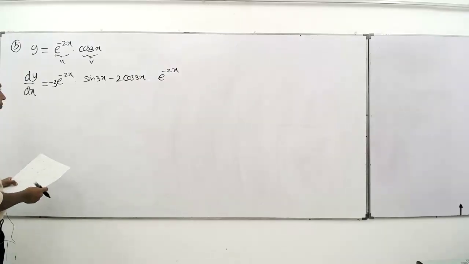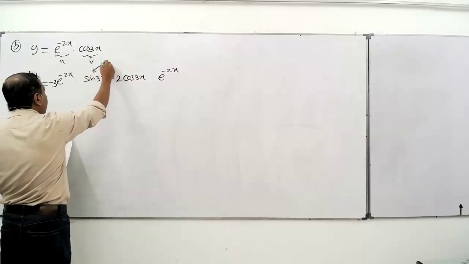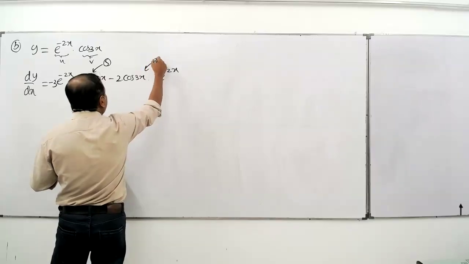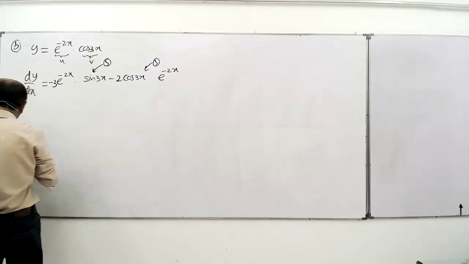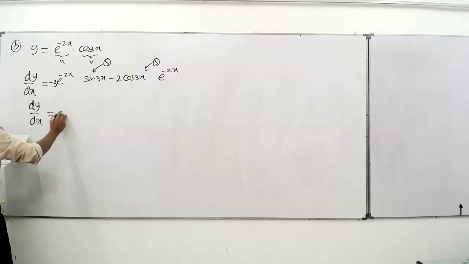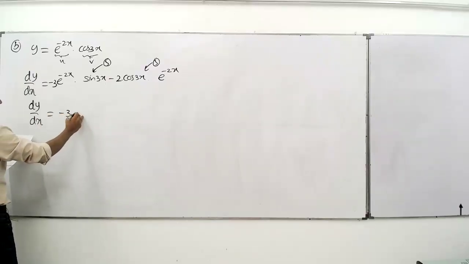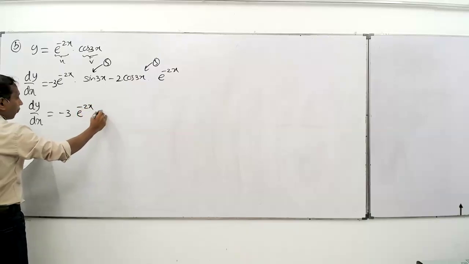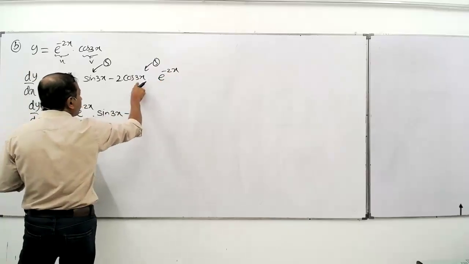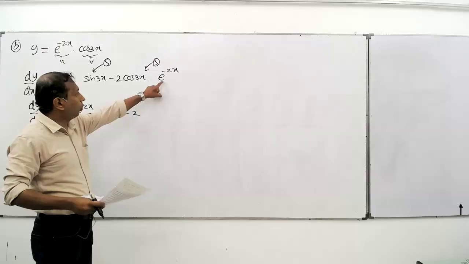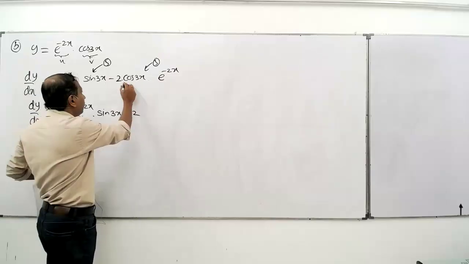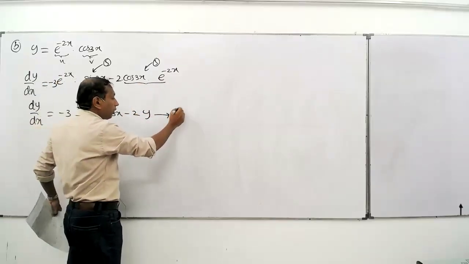For this step, you get 5 marks. And for this one, you get 5 marks. I can write this again this way: dy by dx is equal to minus 3 e to the power minus 2x sin 3x minus 2 e to the power minus 2x cos 3x. This part, e to the power minus 2x cos 3x, is nothing but y. We'll take this as equation number 1.